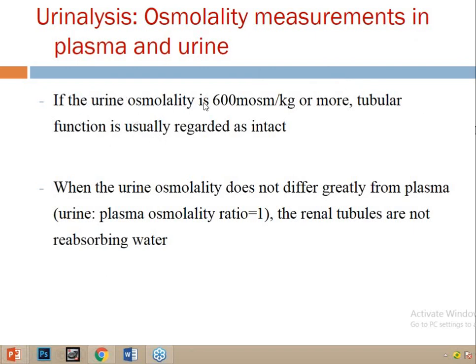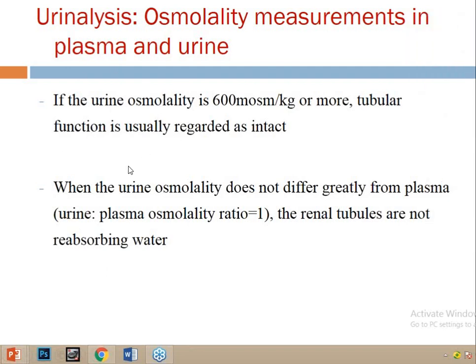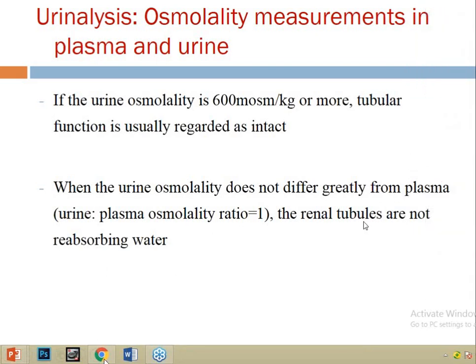So if urine osmolality is about 600 milliosmoles per kg or more, the tubular function is usually regarded as intact. When the urine osmolality does not differ greatly from the plasma, means the urine to plasma ratio is 1, the renal tubules are not reabsorbing water. So it typically happens in cases of chronic renal failure, where there is not much difference in the plasma and the urine osmolality, as the reabsorbing capacity of the tubule is affected in those disorders.